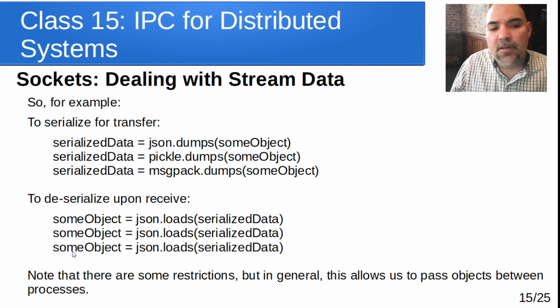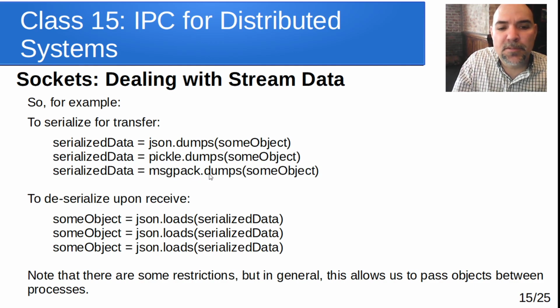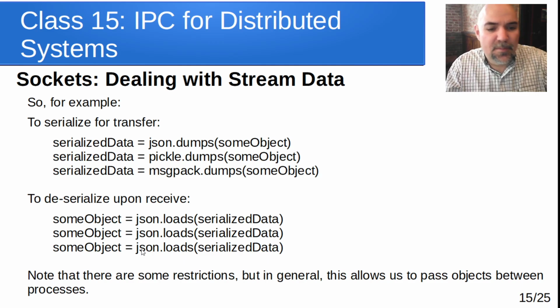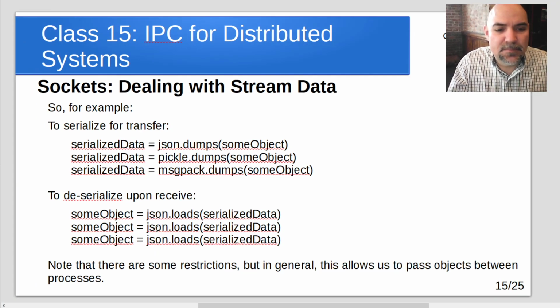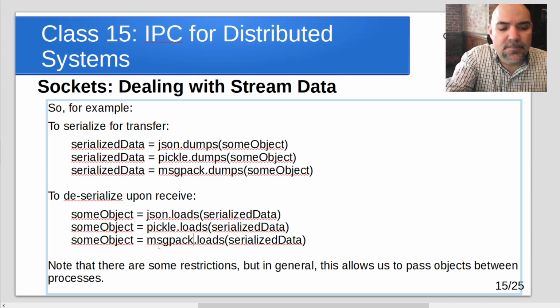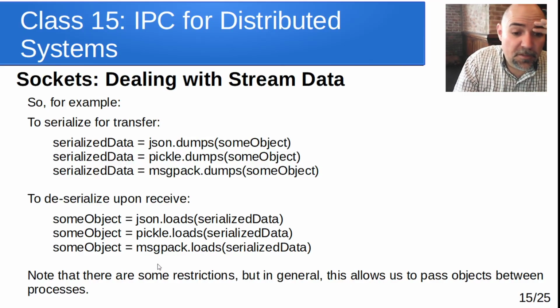All right, so essentially, looking at how that would work with each of those, here's some object we have. JSON.dumps, pickle.dumps, messagepack.dumps, they all work the same way. That gives you the serialized data. And then to deserialize it, JSON.loads, and actually this should say pickle.loads. Let me fix that. Or messagepack.loads. So those all work the same way.